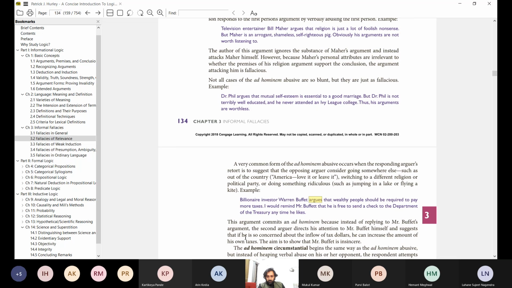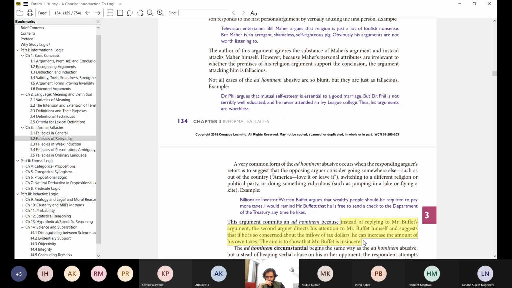It's interesting that it's maybe harder to see this as an attack, but as Hurley points out, it has the same form. Instead of replying to Mr. Buffett's argument, the second arguer directs his attention to Mr. Buffett himself and suggests dash dash dash. So the structure of an ad hominem argument is when you deflect attention from the substance of somebody's argument to some fact about the person. That's why it's an argument against the person.